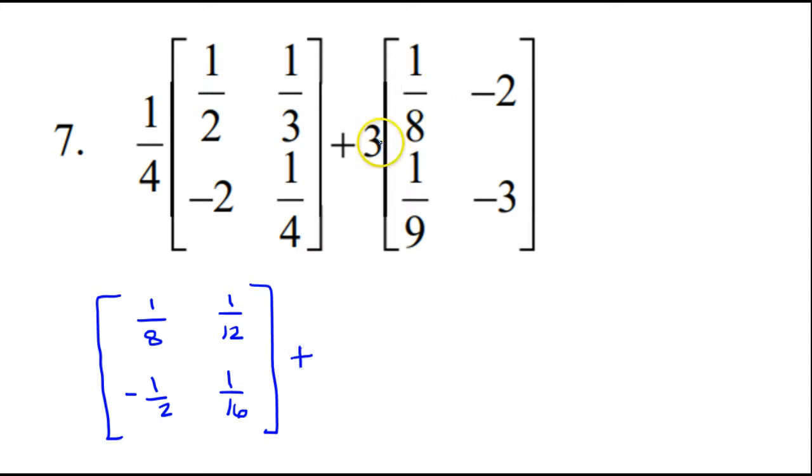Okay, now we multiply by the scalar of 3. 3 times 1/8 is 3/8. 3 times negative 2 is negative 6. 3 times 1/9 is 3/9, but that simplifies down to 1/3. 3 times negative 3 is negative 9.